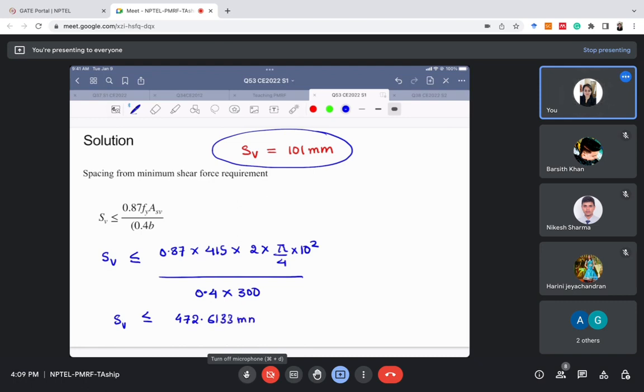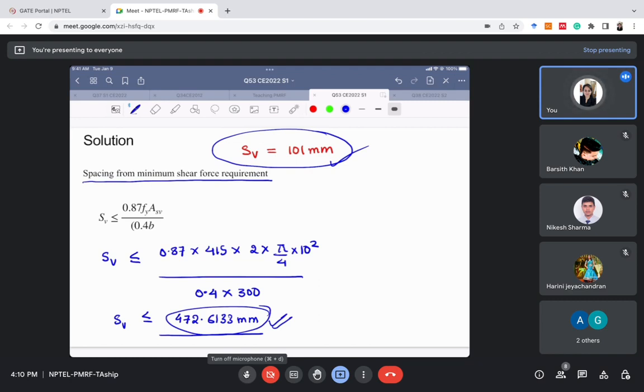472.6133 mm. So in this case, our answer, which is 101 mm, is right, because the minimum shear force requirement is that spacing should be less than this. So our answer is correct. If our answer were coming more than this, then we would have to give this answer. If after calculation we had got, let's say, 500 mm, then we would have to provide the minimum shear force requirement, and the answer would then be 472. Although in our case it is fine.